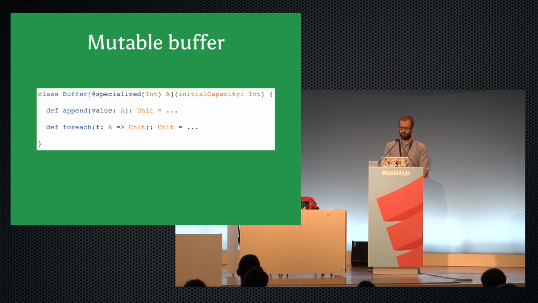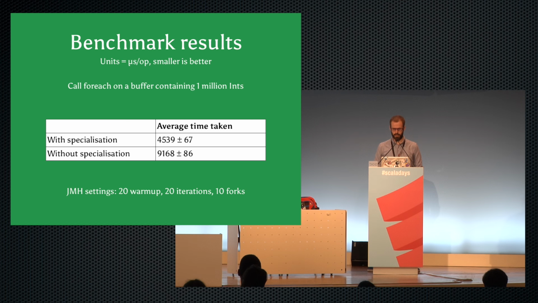This is a different data structure. We've got an append-only mutable buffer. So you can append stuff onto the end of it, and then it's got a foreach, so you can iterate over all of its content. The benchmark is to create one of these buffers with 1 million integers in it, and then do a foreach and just loop through all of them. And this time, the results are much more satisfying. Just by adding specialization, we have doubled the speed of the code. So that's much better.